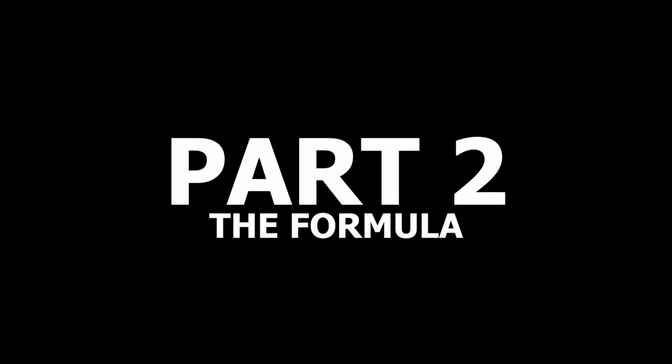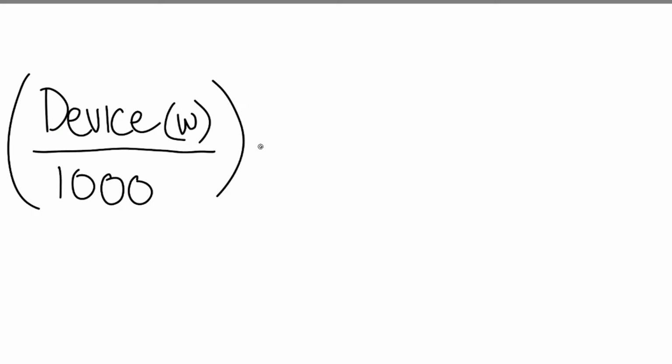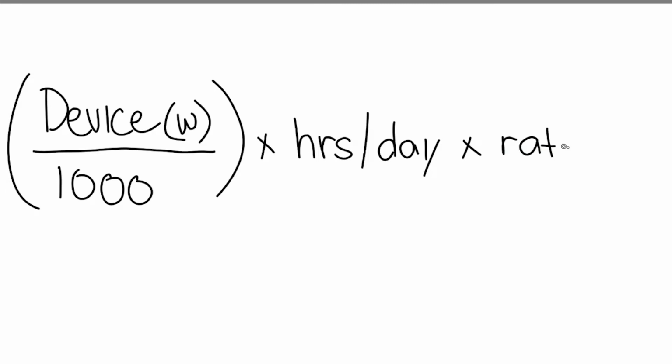But how do we do that? Is there a formula somewhere? Unsurprisingly, there is, and it is pretty easy to understand. The formula can be interpreted as such: your device's power consumption in watts, divide that by 1000 to convert it to kilowatt hour. Well, we will get into that later. And then multiply that by hours of usage per day. And lastly, multiply it to the electricity provider rate in your area.